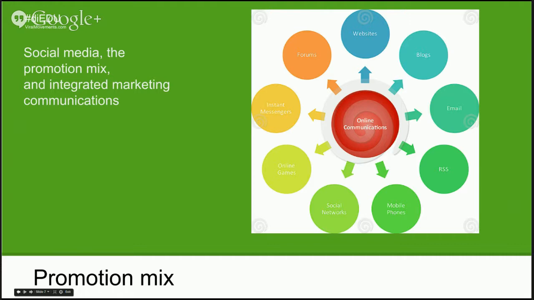Online communications consist of websites, blogs, emails, RSS, mobile phones, social networks, online games, instant messenger, and forums. All of these things can be integrated into your website to give your end user an awesome experience. But we're talking specifically about social media platforms.